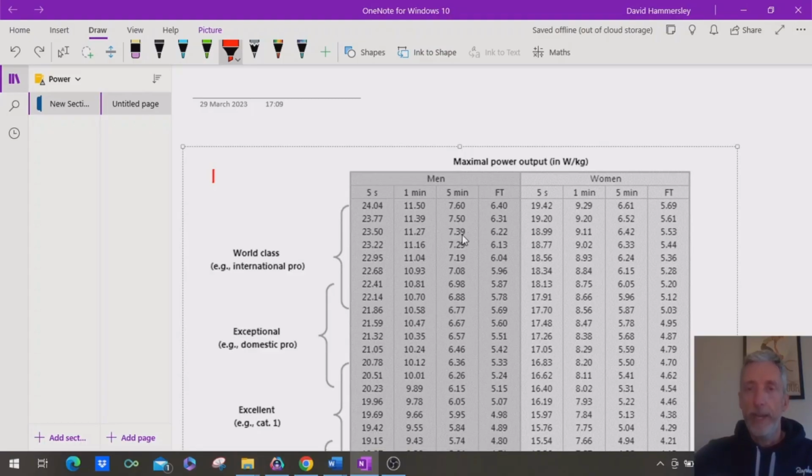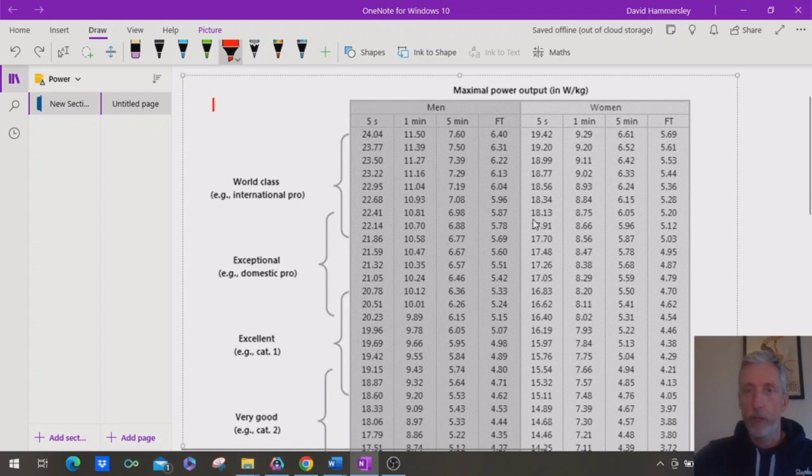They were set up years ago by some of the scientists who started talking about FTP and the different zones we work at. Looking at this can give you a really good indication of where you may need to focus your training. Okay, so here is the power chart.